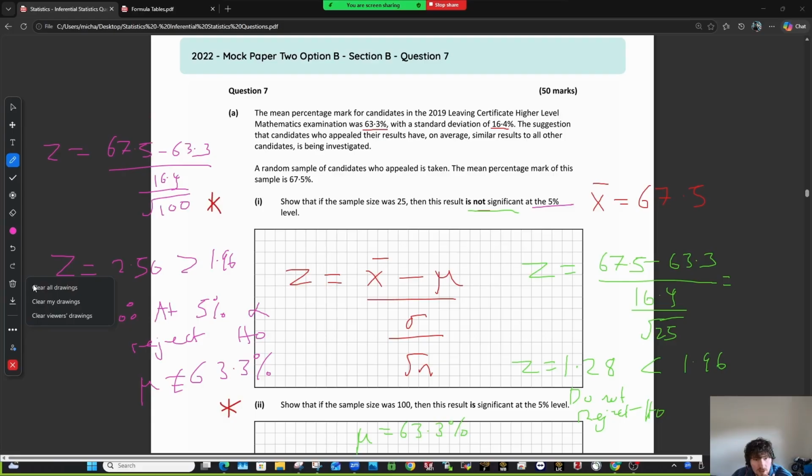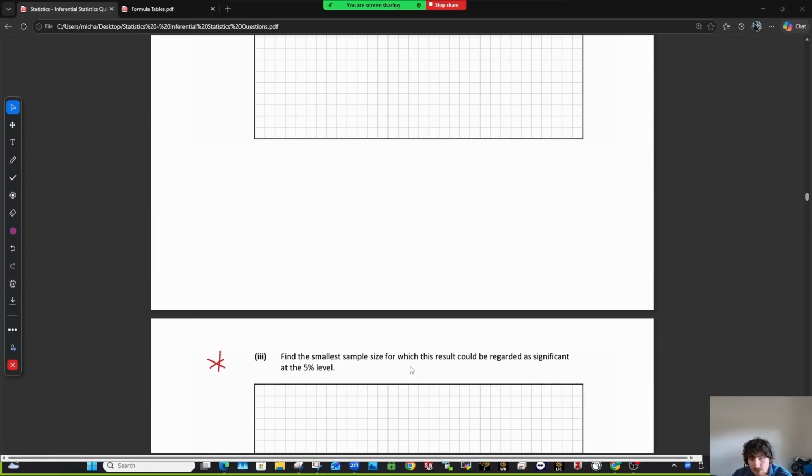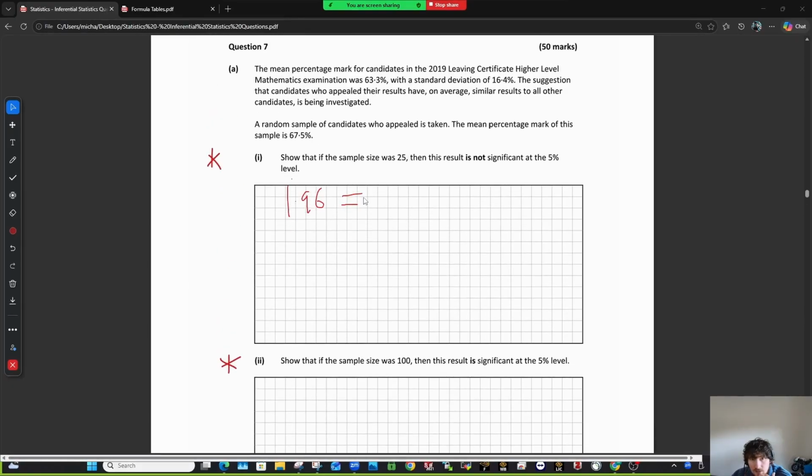The next question here is obviously what we dealt with before. We're looking for the specific n that makes H0 rejectable. So what you do here is you set the Z score equal to 1.96. Your X bar is the same as it was before. I forget the values even though I had them there a second ago. It was 67.5 in for X bar, 63.3 in for mu, 16.4 in for sigma, and then this is the root n which we're looking for.